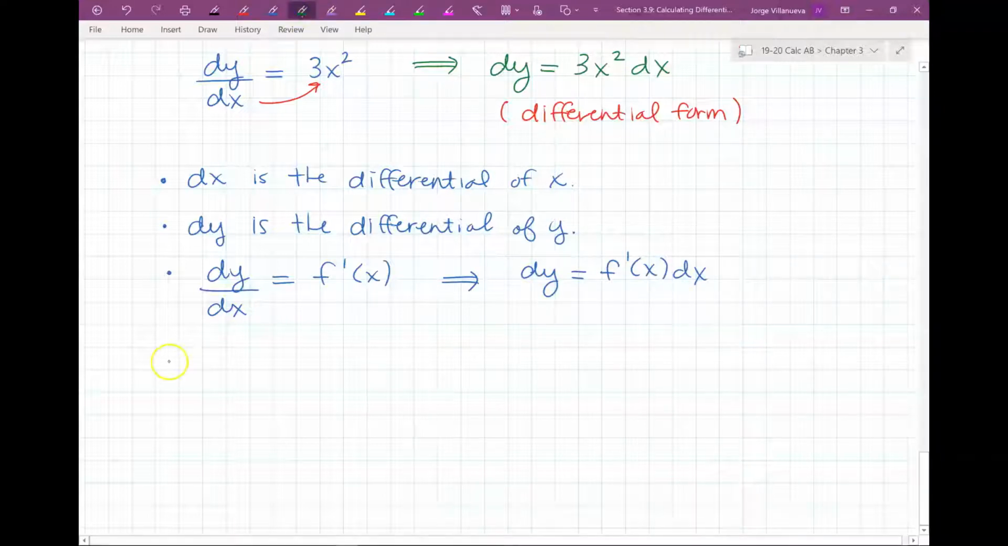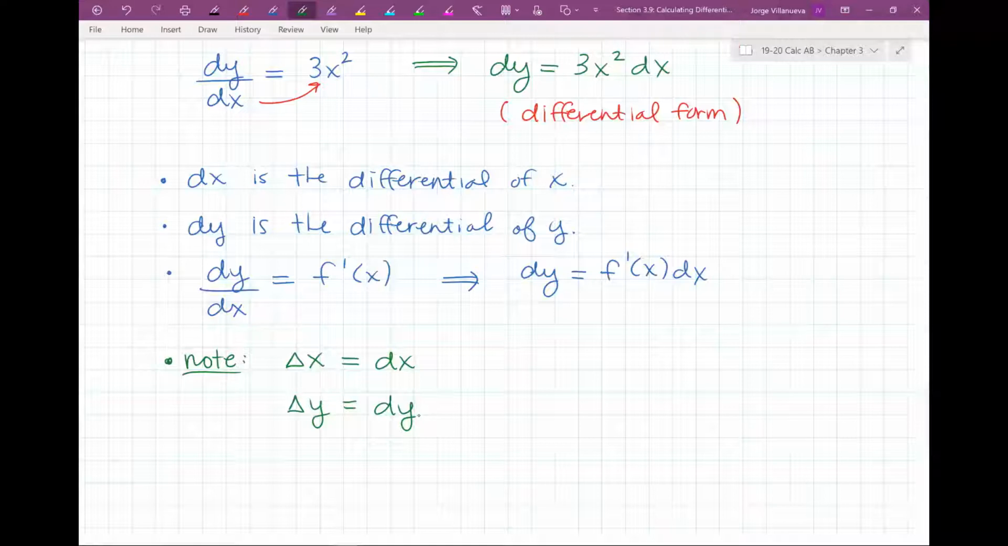Now just a quick note, and this is a quick notation thing. If you see delta x, that basically means dx. And if you see delta y, that means dy. So they're both differentials. If you happen to see that in the homework, don't freak out. It's just the same thing. In the homework, they actually mention both together, but when you see it, it's the same idea.